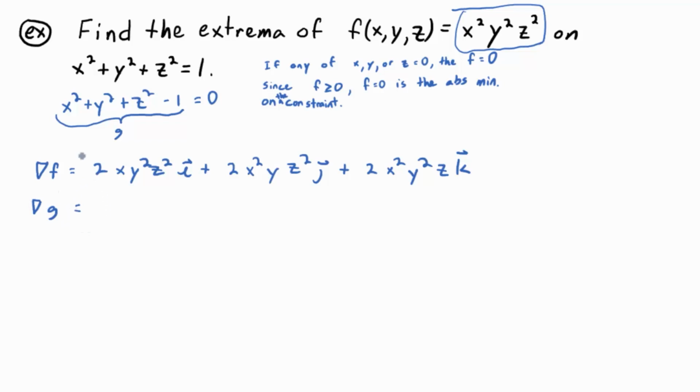So this is a little easier. Hold on, I don't like the way that looks. That's supposed to be a z squared right there. Okay, what's del g? 2x i plus 2y j plus 2z k. And then multiply by lambda.